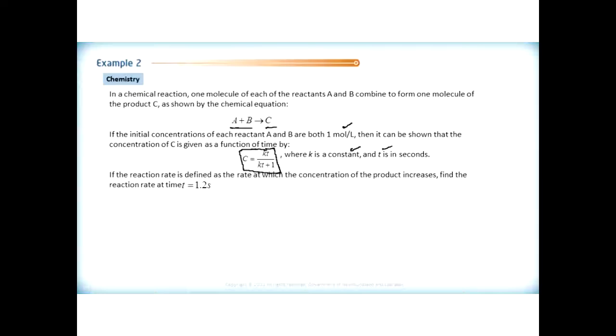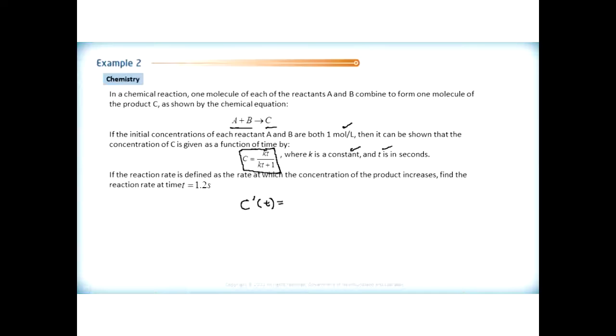It says the reaction rate is defined as the rate at which the concentration of the product increases. So find the reaction rate at time t equals 1.2. So again, it's the rate at which the concentration of the product, which is C, increases. So that concentration is going to be increasing at a rate called C prime of t. So I have to find the derivative of my function that represents my concentration. This one's a little more involved. It's not a straightforward polynomial, but it's still not too bad. It's just a quotient rule with a simple numerator and a simple denominator.